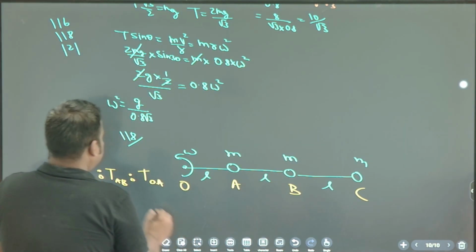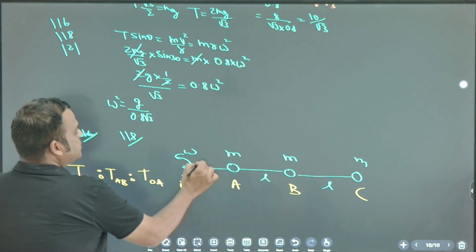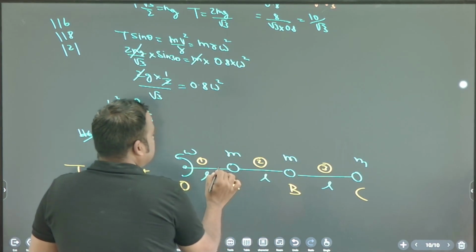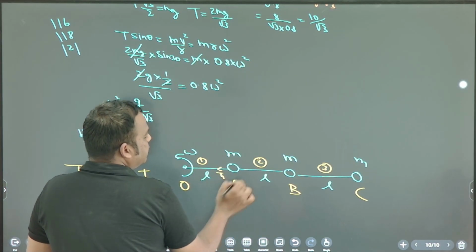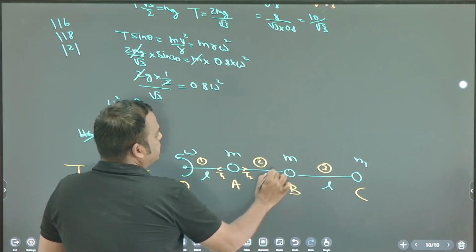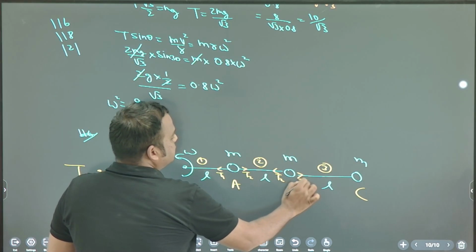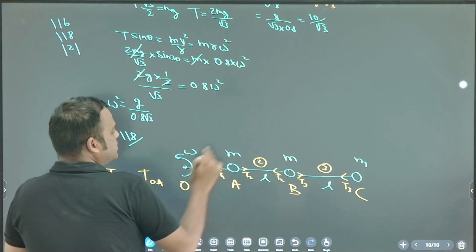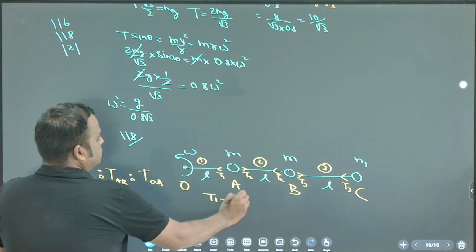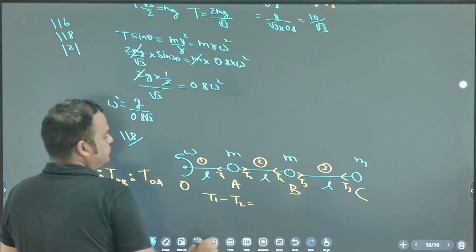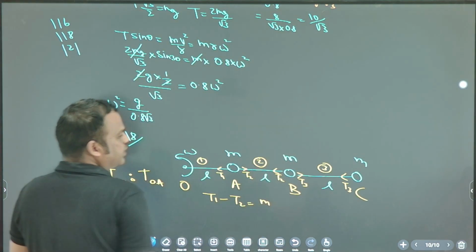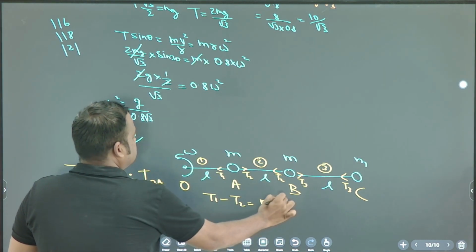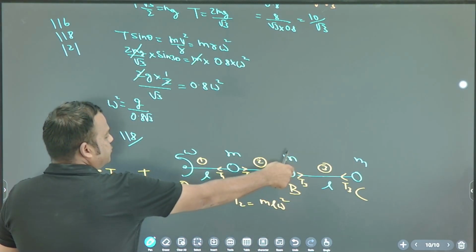Calculate. So suppose first string, this is first string, second string, third string. Now what is tension here? Tell me. T1. Here tension T2. Very good. This is tension T2. This is tension T3. What is tension here? T3. So what you write? T1 minus T2 is M R omega square. Tell me. Good.